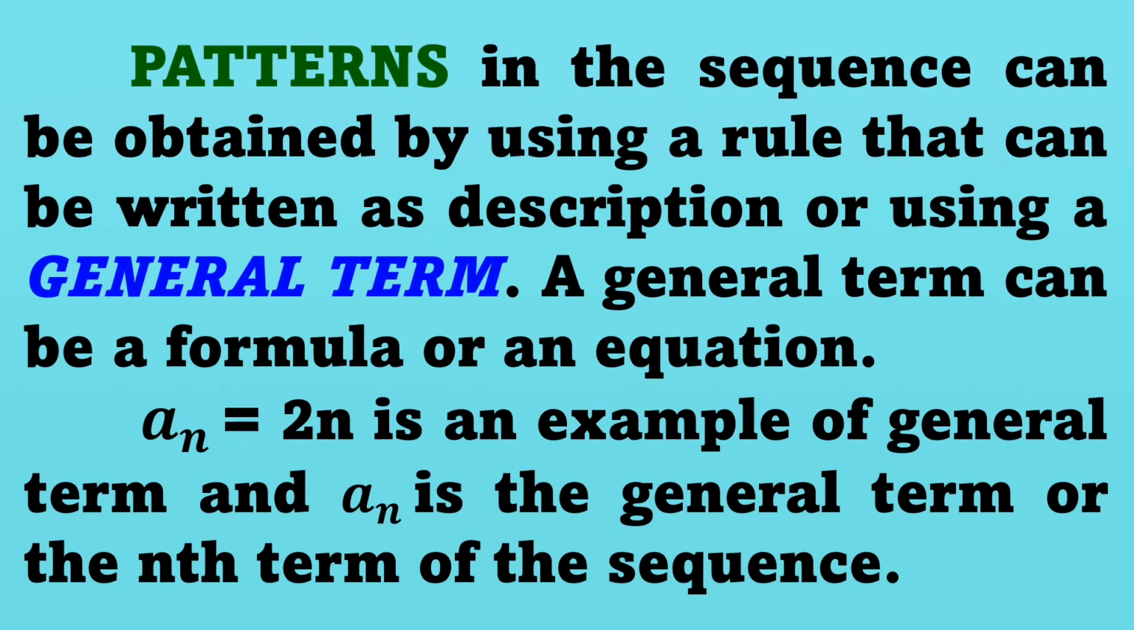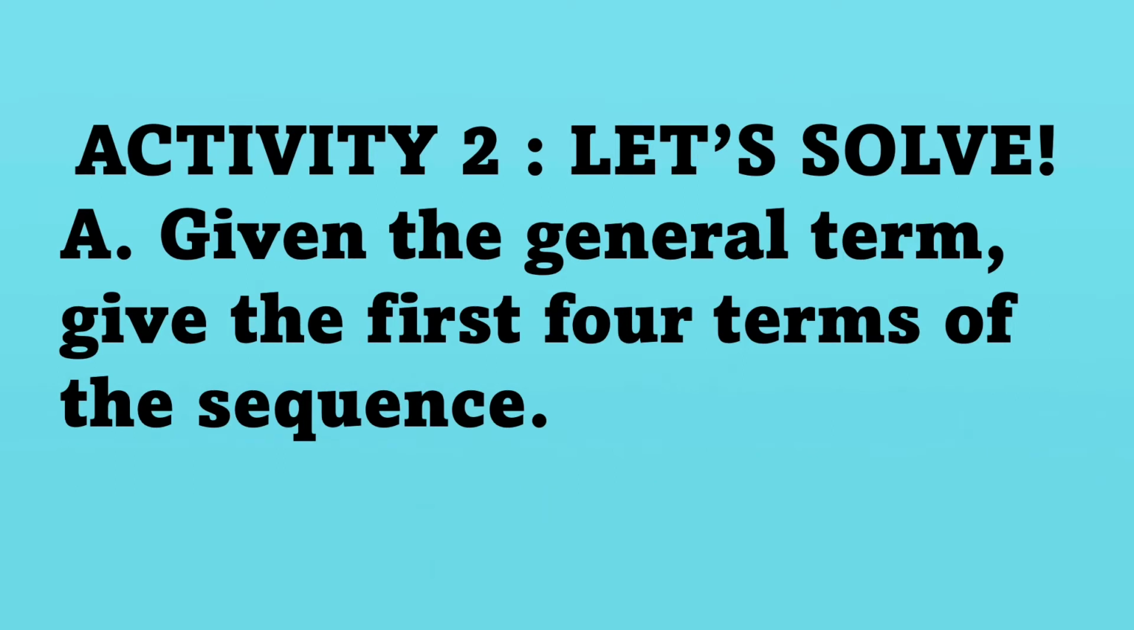Patterns in the sequence can be obtained by using a rule that can be written as a description or using a general term. A general term can be a formula or an equation. a sub n equals 2n is an example of a general term, and a sub n is the general term or the nth term of the sequence.